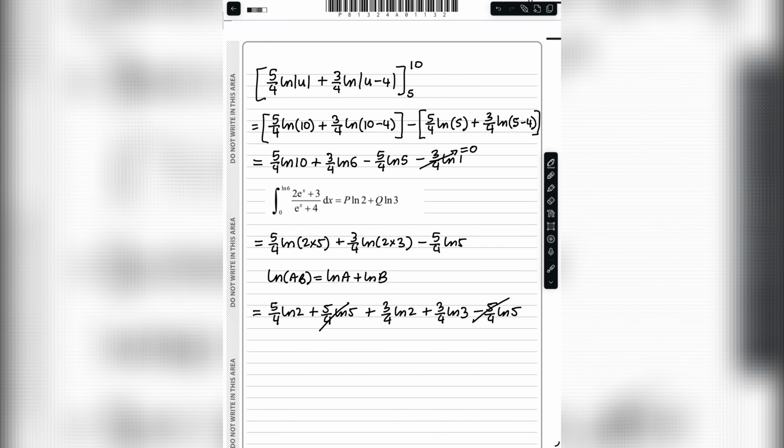And we can see that these terms cancel, and when we add our like terms, we get a final answer of 2 ln 2 plus 3 over 4 ln 3.